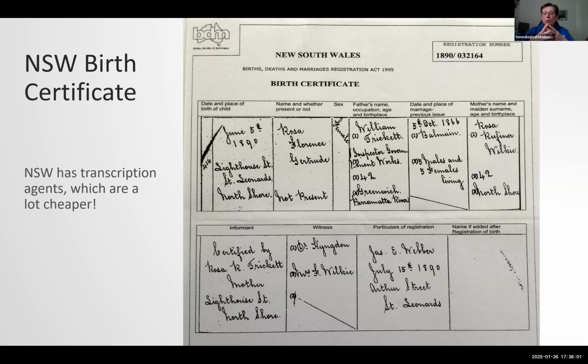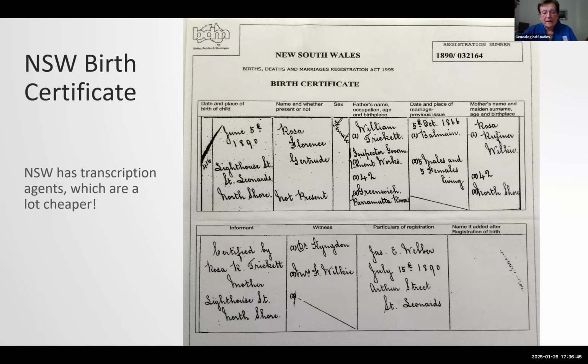And in this case, where I've ordered and got the birth certificate, if there had been anything written in the margins or any other notations, I wouldn't see those because I've just asked for the certificate and that's what I've got. With the transcription agents, they look at the certificate and they transcribe it, and they also include any other notations that are there. So, from that point of view, using a transcription agent is actually better than getting the certificate.